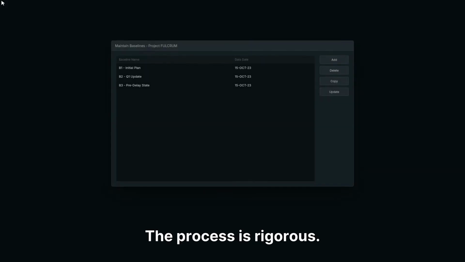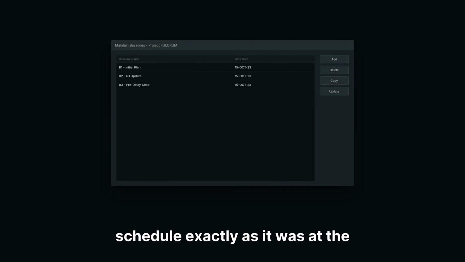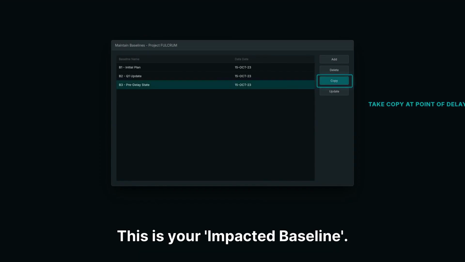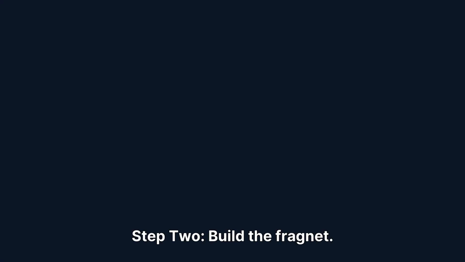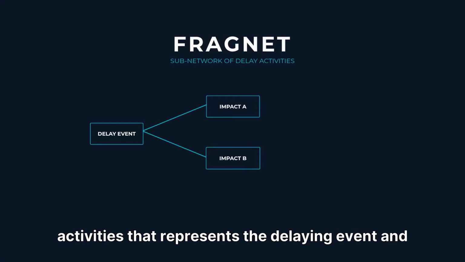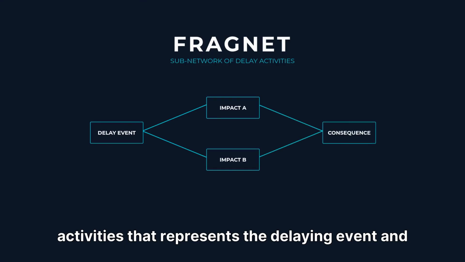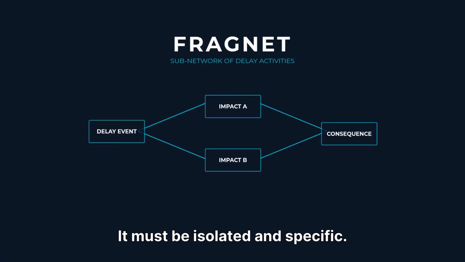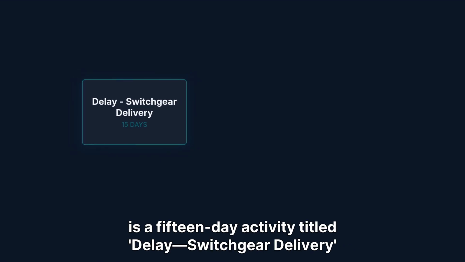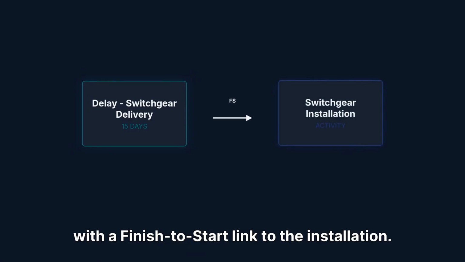The process is rigorous. Step 1. Take a copy of the schedule exactly as it was at the point the delay event occurred. This is your impacted baseline. Step 2. Build the fragnet. A fragnet is a small subnetwork of activities that represents the delaying event and its logical consequences. It must be isolated and specific. For example, if a delayed equipment delivery forced 15 days of waiting, your fragnet is a 15-day activity titled Delay Switchgear Delivery, with a finish-to-start link to the installation.